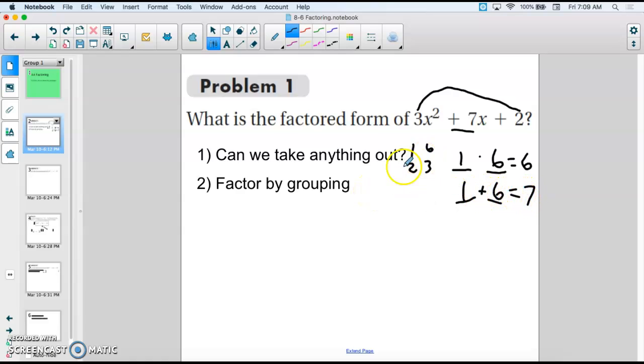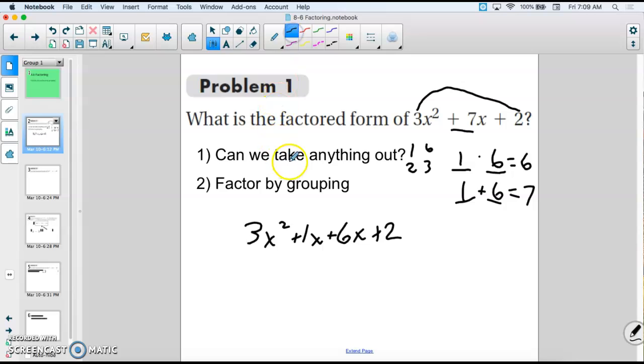Okay, now what we're going to do is rewrite this equation, but instead of writing 7x, we're going to split it up into 1x and 6x. So we're going to rewrite the equation, 3x squared, and now instead of writing 7x, we're going to write 1x plus 6x. We kind of took the 7x apart, right? Because these are like terms, we could combine them back together and we get 7 again. But we essentially took this apart into 1 and 6. You'll see why in just a second.